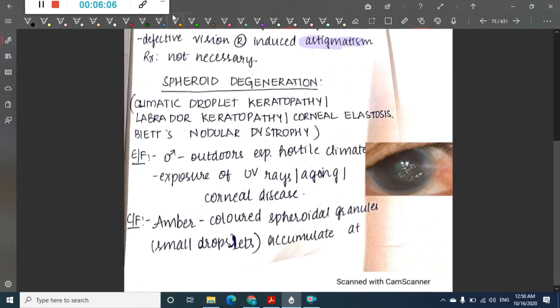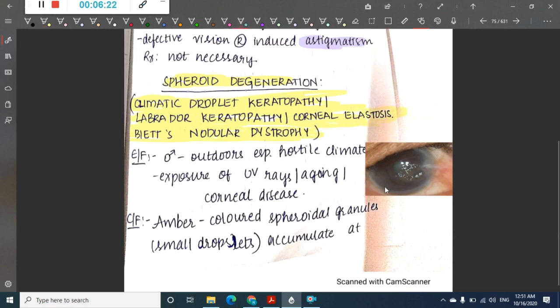Then we have the next type of degeneration, which is called spheroid degeneration, also called climatic droplet keratopathy, also called Labrador keratopathy, corneal elastosis or Bietti's nodular dystrophy.